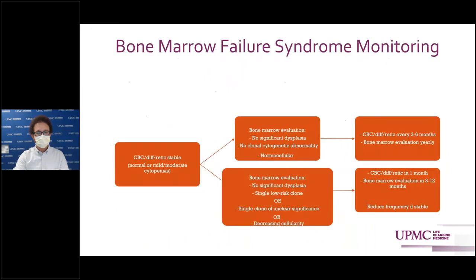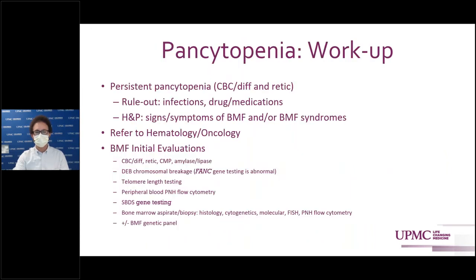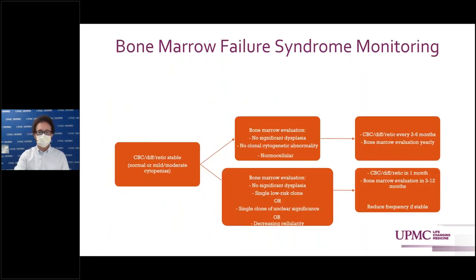So briefly, the pancytopenia workup, like I talked to you about. If we have persistent pancytopenia, you want to rule out any other possible things, like infections, drugs, medicines, and then look for some of these signs and symptoms that I talked about for bone marrow failure or these syndromes I mentioned. Refer to hematology, oncology, us, and then I listed just some general initial evaluations that we might check early on in this process. And then if we have a patient with bone marrow failure syndrome, monitoring really varies.